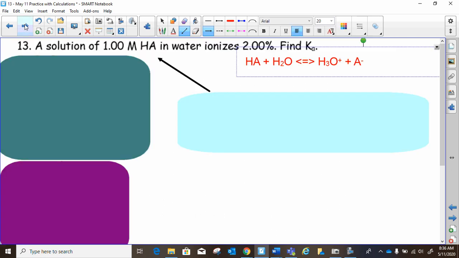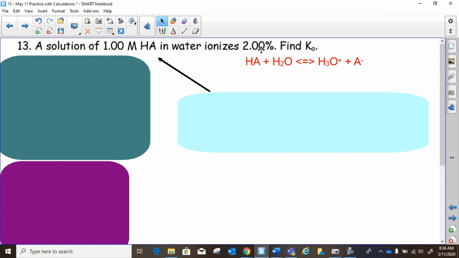Okay, for question 13, a couple of things. First of all, HA ionizes 2%. Because it's 2%, again, we know it's a very, very weak acid, not very strong. We don't know what acid it is, it's called HA. HA is no particular acid, it's a generic formula. So I've written out the generic dissociation equation here. And again, because it's an acid, the H is lost from the acid, moves over to the water and forms hydronium ion. Okay? So what are we given in the question?